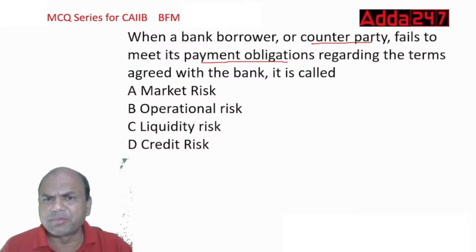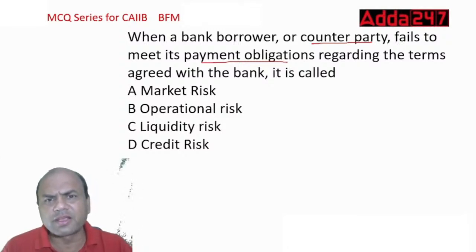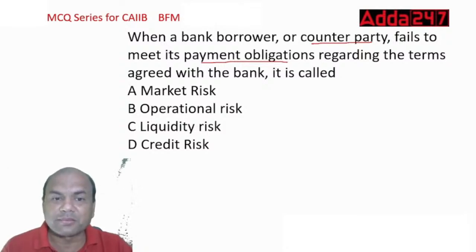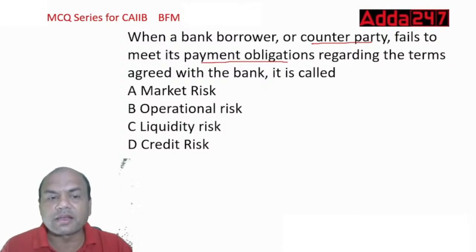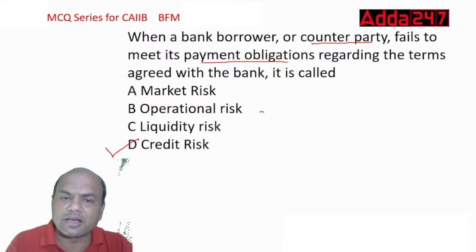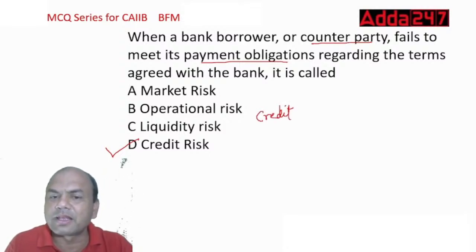Counterparty is failing. Means what? Say in your case, you have given a loan and the party over there, the borrower, is unable to pay you. So what is that? Is it market risk? Somebody typed market risk. No, market risk is not the same. It is credit risk. Remember, it's credit risk. See here, I'll tell you something. Credit risk is of many types, but mainly there are two types. One is counterparty.